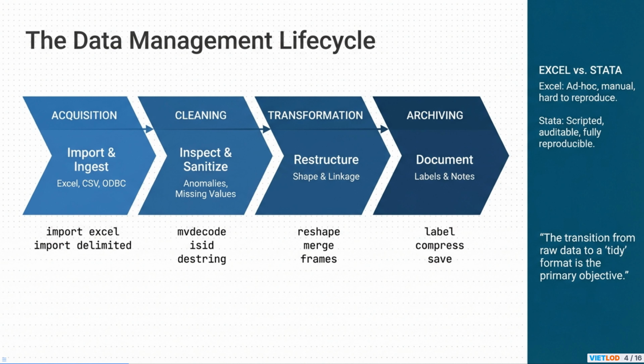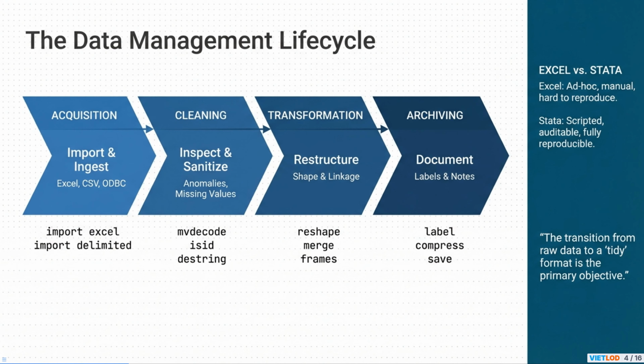The first stage is acquisition, where we import data from various sources like Excel, CSV, or ODBC databases using commands like import excel. Next is cleaning, where we inspect the data for anomalies and sanitize it. This involves handling missing values with mvdecode and ensuring variables have the correct type using destring. Transformation is where we restructure the data to fit our analytical needs. This often involves reshaping from wide to long format or merging datasets.